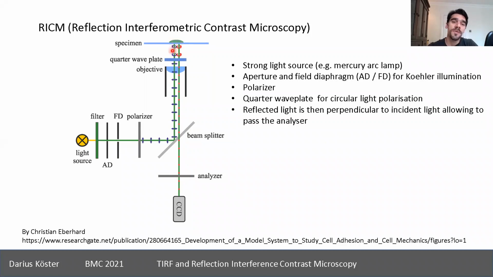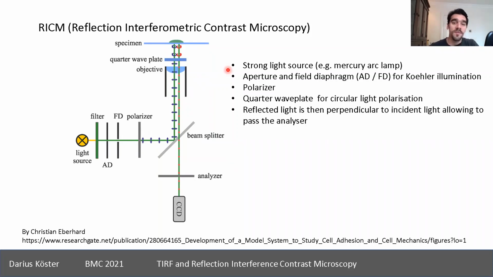You direct it to your specimen. Before that, you also put it through a quarter wave plate, and by this you generate circularly polarized light. Then it gets reflected and passes the quarter wave plate again. The nice thing is that after passing, it will be perpendicular to the incident light. So that helps you to sort out the incoming light from the reflected light, just by passing it through an analyzer. And then you just look at the light intensities. So these are the basics of reflection interferometric contrast microscopy.